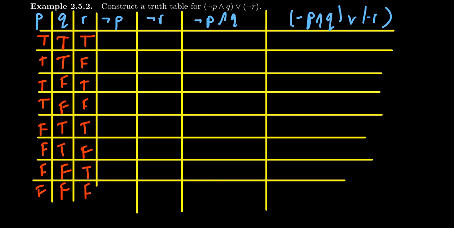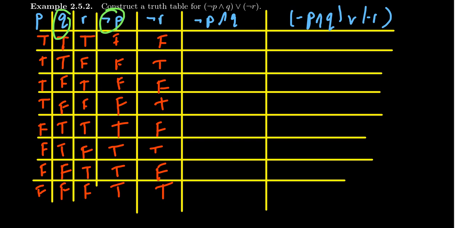So now for not P, notice that it'll just be the opposite of P. So you get false, false, false, false, true, true, true, true. For not R, same basic thing. You're going to get false, true, false, true, false, true, false, true, like so. Then we're going to do not P and Q. So we look for when they're both true statements. So we're looking at this column and this column right here for an and statement. So for the first row, you have true and false. So that's a false. Then for the next row, you get that again, true and false. Then you're going to get false and false, and then false and false again. Then you're going to get true, true, true, true, false, true, false, true.